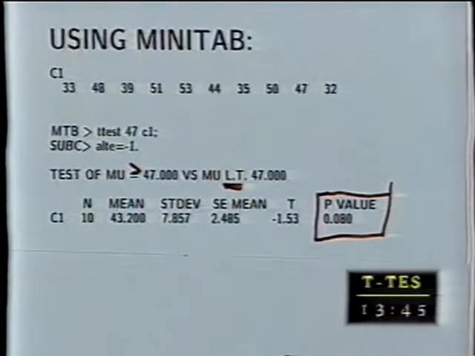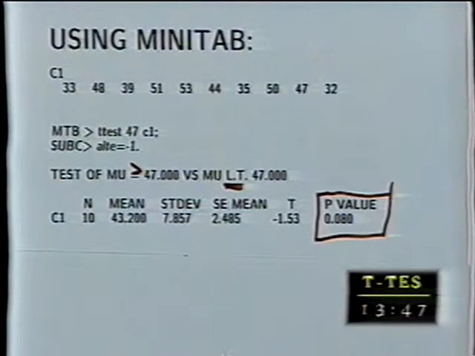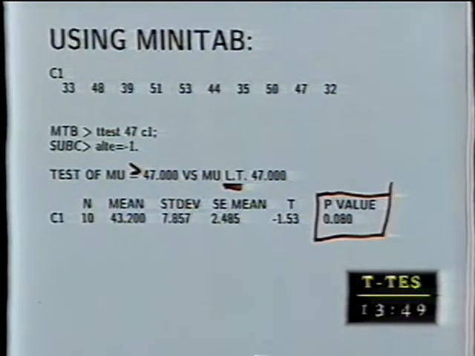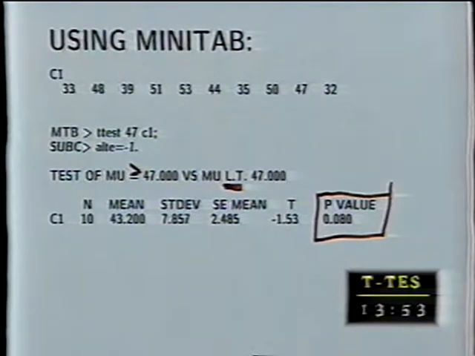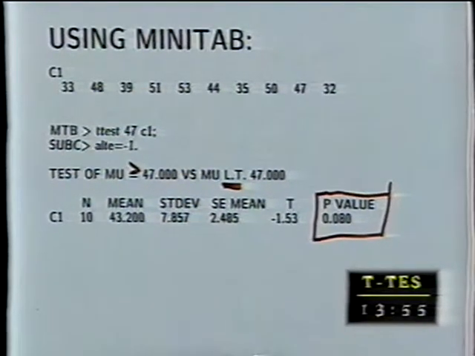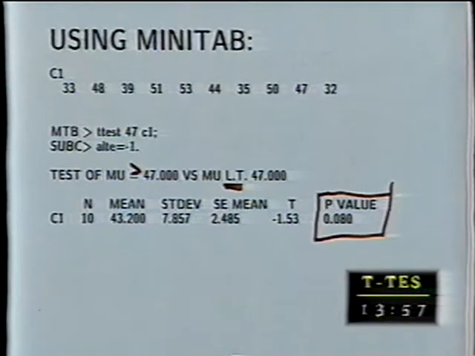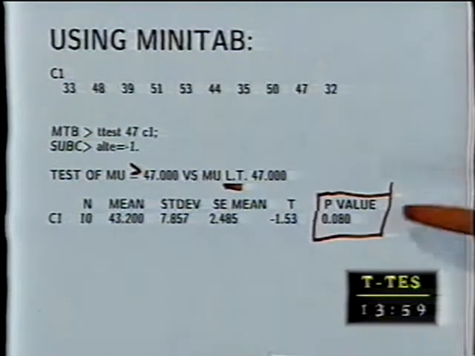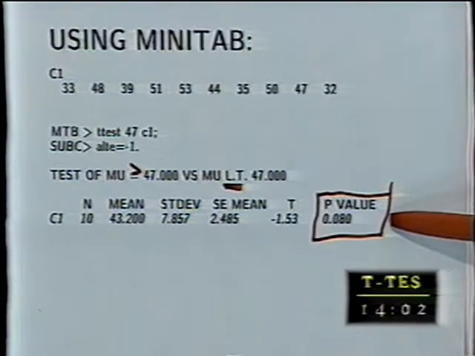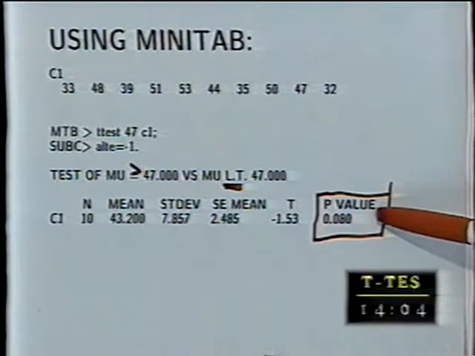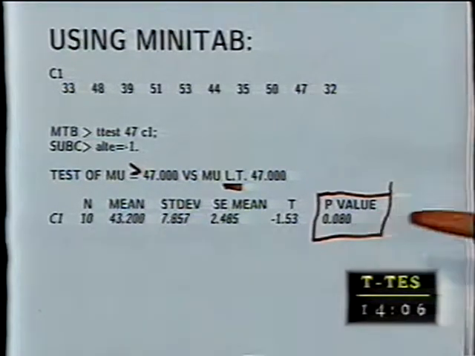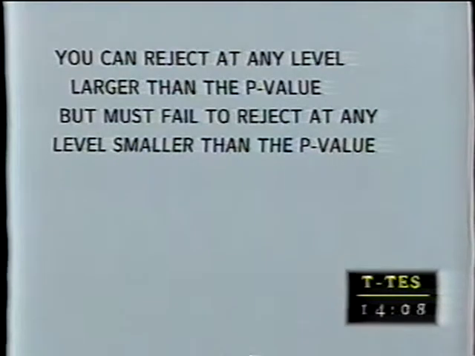The p-value is 0.08. Now, what is a p-value? That's what we want to learn at this moment. Because that's what we're going to be using later on. We're going to be using p-values when we see output from a computer. The computer doesn't ever say reject or fail to reject. It says p-value. In this case, p-value of 0.08. What does it mean?